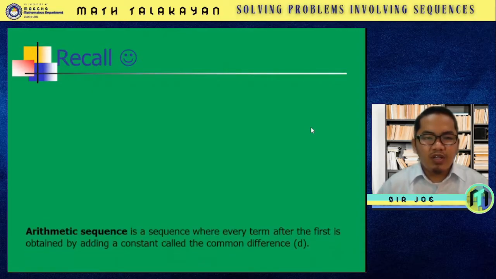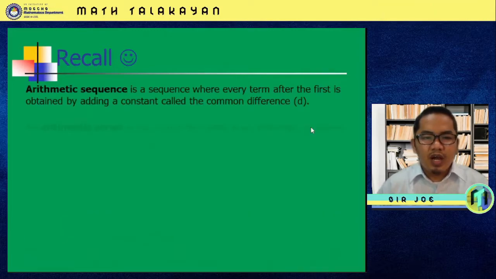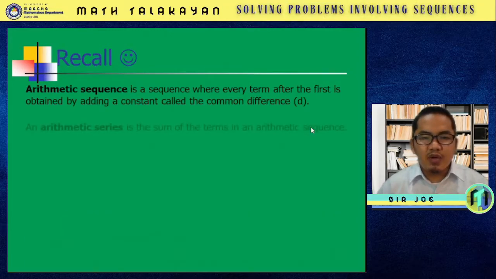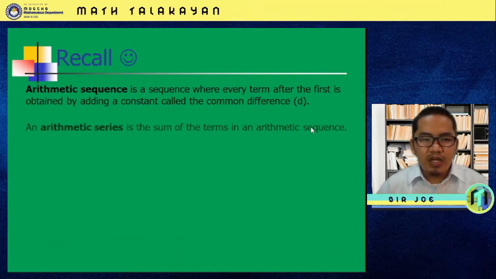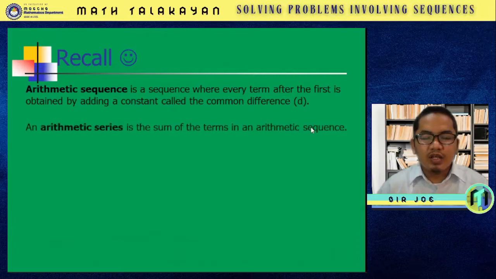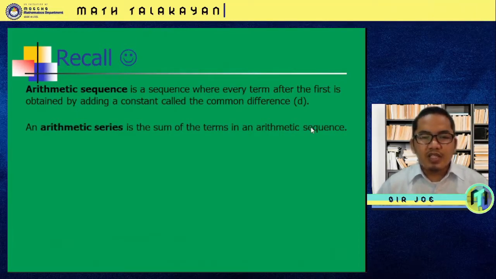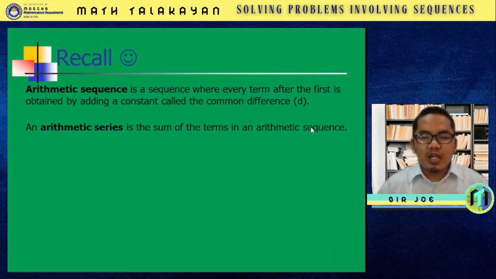Let us have a recall. Arithmetic sequence is a sequence where every term after the first is obtained by adding a constant called the common difference. An arithmetic series is the sum of the terms in an arithmetic sequence.